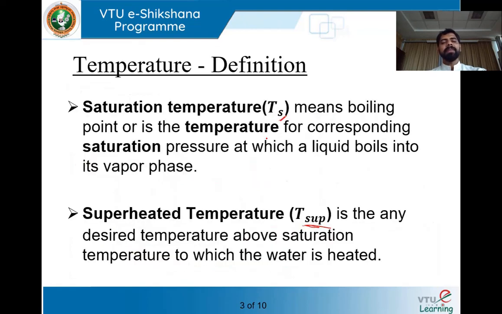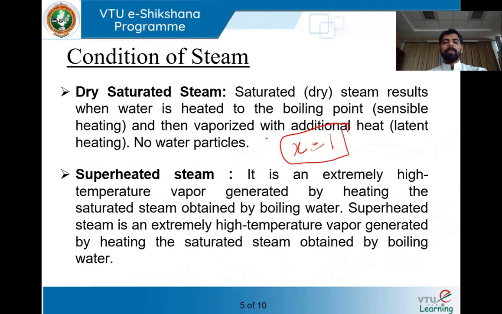So what is superheated steam? It is heating the steam beyond saturation temperature to any desired value, and the quality of steam at that temperature is what we call superheated steam. It is an extremely high temperature vapor generated by heating the saturated steam obtained by boiling water. Whatever saturated steam we get, we heat it further to any desired temperature beyond saturation temperature, and the steam so obtained is what we call superheated steam.